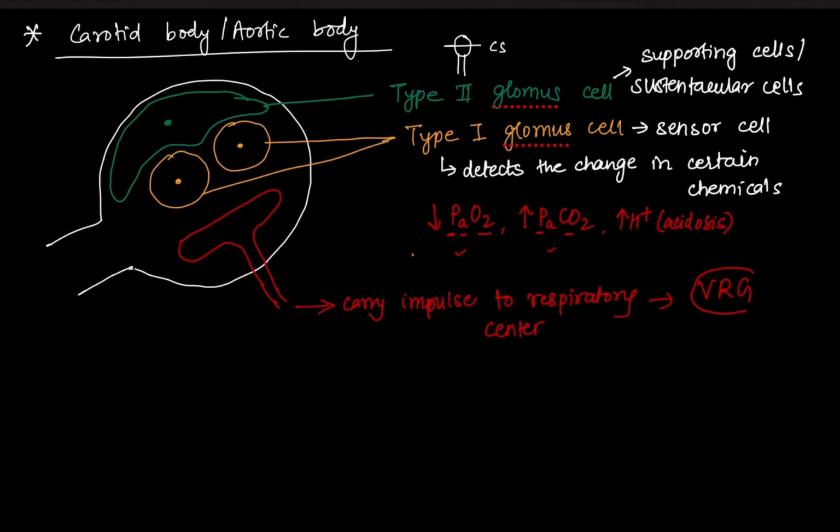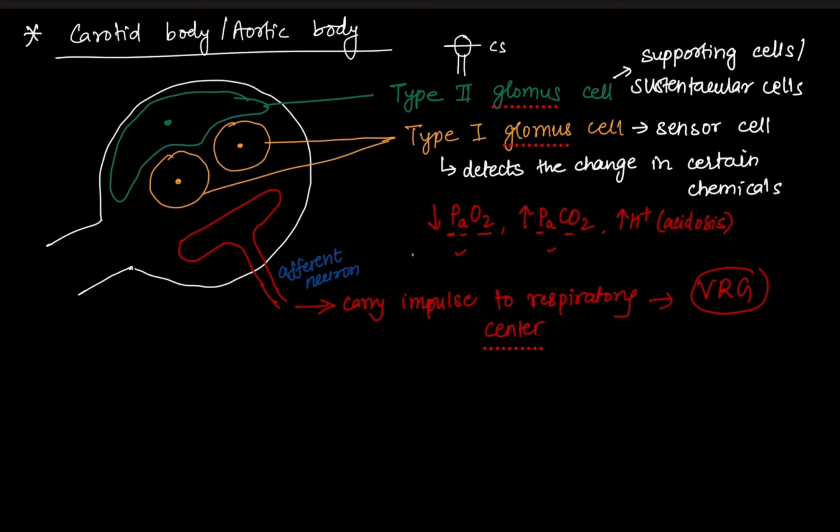So the ventral group of neurons, the VRG, at the level of the medulla, that we call the pre-Bötzinger complex. At that level, these impulses are going to stimulate it. Now what are these neurons? We understood that these are the afferent neurons.